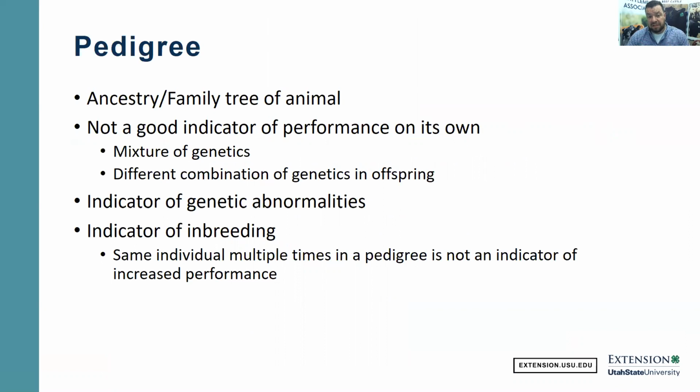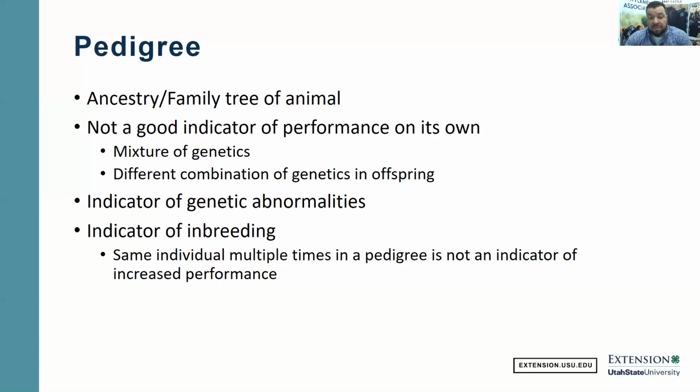Now, you can look at that pedigree and see, okay, this individual is descended from a highly productive family line. But we have to understand that that individual is going to have a mixture of genetics from both the paternal and the maternal side of that pedigree. And there's going to be a different combination of genetics with every single offspring. Full siblings descended from that line are going to perform differently from one another, not going to be identical. So that pedigree in itself is not an indicator of performance.